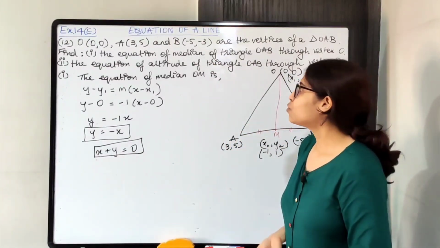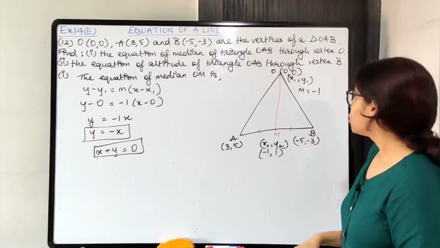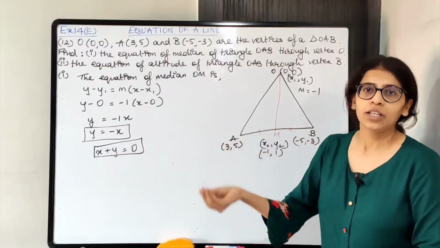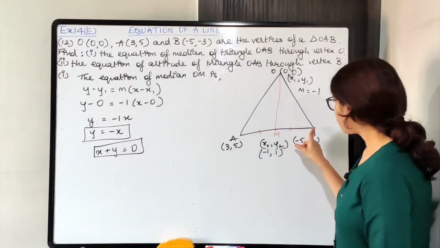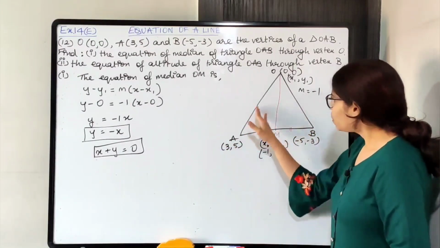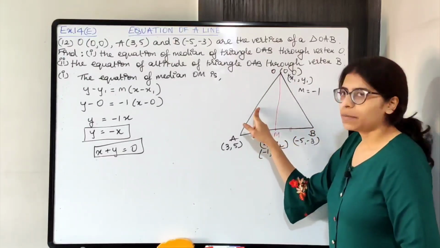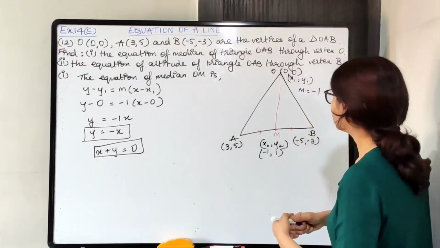The equation of altitude of triangle OAB through vertex B. So from B, we are drawing altitude, that is perpendicular. Whenever they say altitude, it is perpendicular. Okay. So from B, we are drawing perpendicular to opposite side. B का opposite side कौन सा है? OA. So B से OA पे एक perpendicular draw करना है. So let's draw a perpendicular.